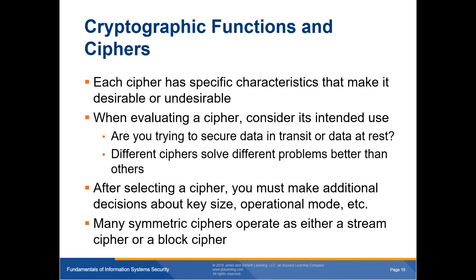Many symmetric ciphers operate either as a stream cipher or a block cipher. A stream cipher encrypts 1 byte or 1 bit at a time, usually 1 bit at a time. A block cipher encrypts an entire block of data at a time. Sometimes these particular bits or blocks, especially block ciphers, perform multiple rounds of matrix multiplication in order to produce a new key.